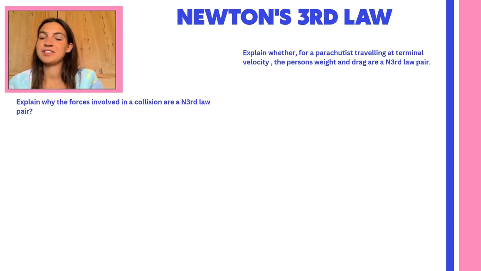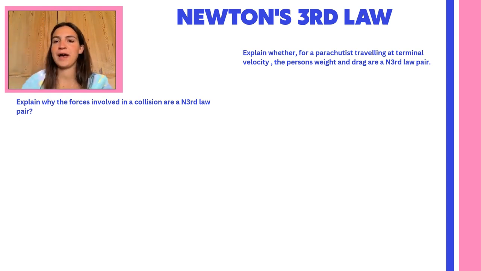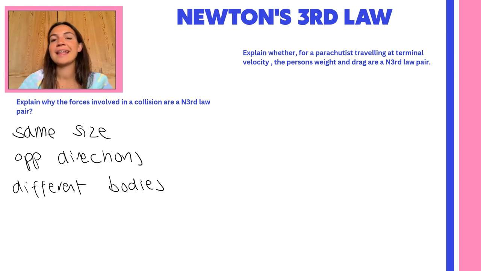Now some questions on Newton's third law. Explain why the forces involved in a collision are a Newton's third law pair. Well, they satisfy all of the criteria for a Newton's third law pair. That is, they are the same size, they act in opposite directions, and they act on the two opposite bodies, whichever two objects were colliding.